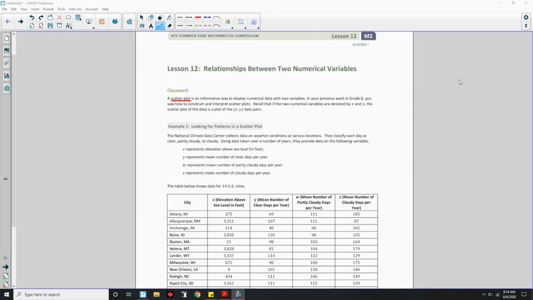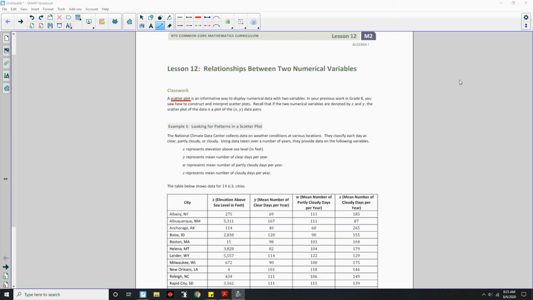Welcome to Lesson 12, Relationships Between Two Numerical Variables. Classwork. A scatter plot is an informative way to display numerical data with two variables. In your previous work in grade 8, you saw how to construct and interpret scatter plots. Recall that if the two numerical variables are denoted by x and y, the scatter plot of the data is a plot of the point x comma y data pairs.